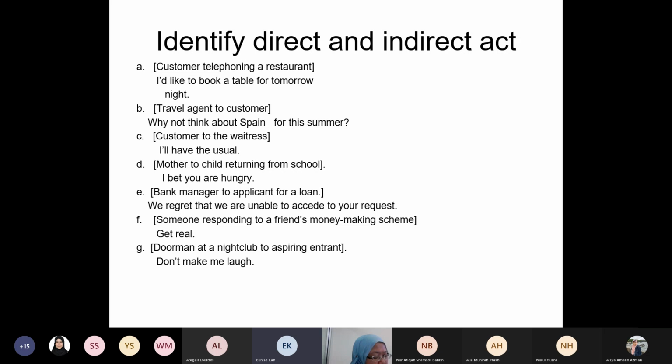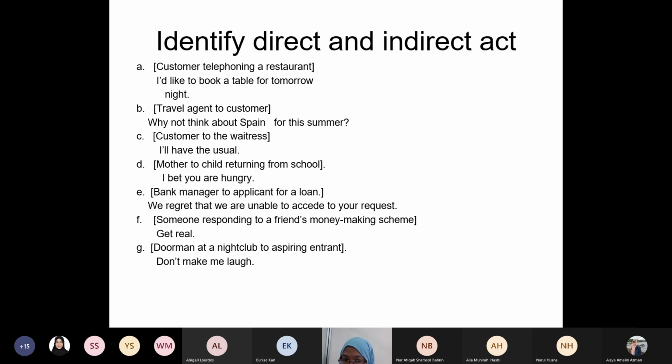For the direct act would be a statement, and the indirect can be telling the friend to be realistic. In a way, refusing, isn't it? So it's like a refusal also. Or requesting? No. Get real means I don't believe you. It's in the way you're saying that it's not realistic. Okay, it's not realistic, but that is the meaning of the statement.